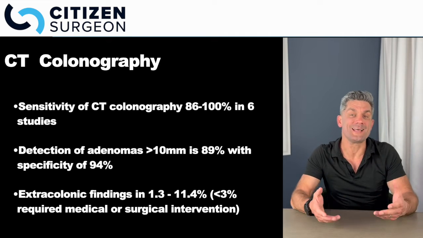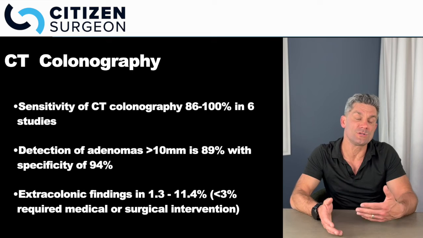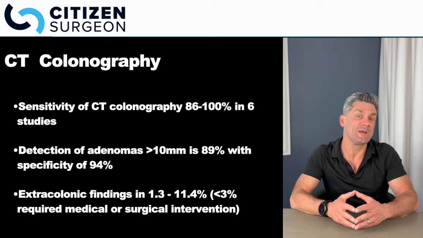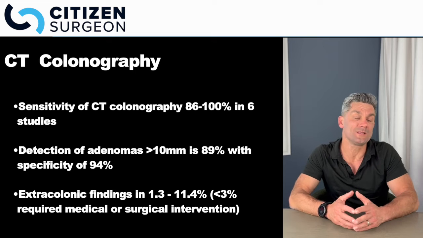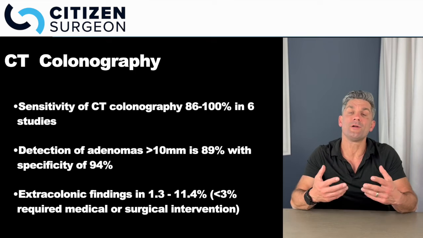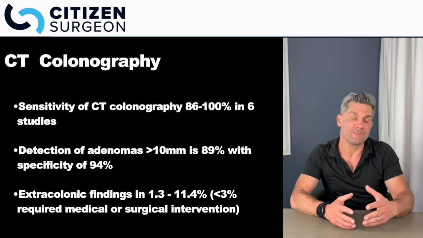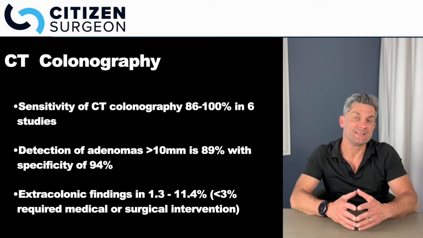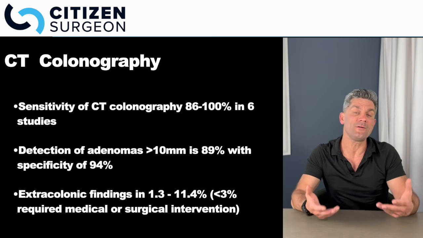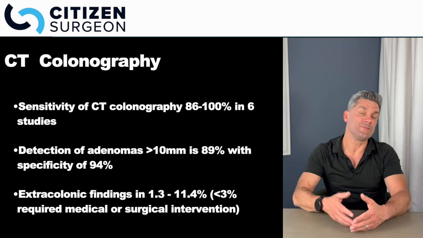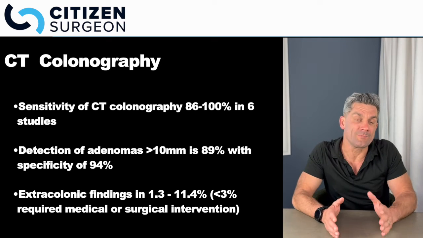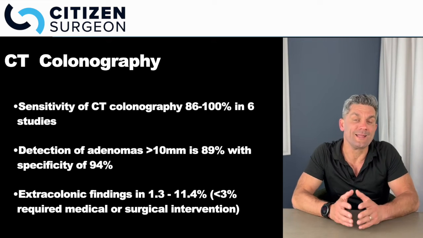Now, in those patients, less than 3% needed a medical or surgical intervention, but let's say that there was a pancreatic mass or a liver mass or some other abnormality, an ovarian mass. That could be detected by CT colonography, whereas in the other tests, whether it's a stool sample, even colonoscopy, you're only looking really at the colon and the rectum.